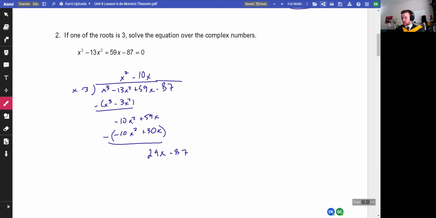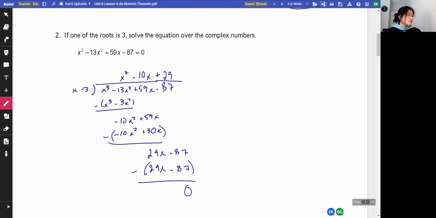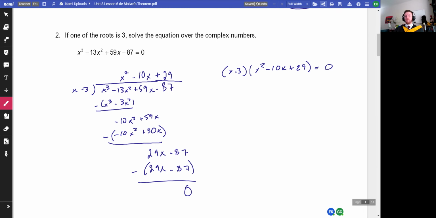And then, there's something wrong. I want to put a plus 29 here, right? Yeah, plus 29. Okay, this is good. 29x, and 29 times negative 3 is negative 87. Lovely. Minus 87, boom, 0, no remainder. We have x minus 3 times x squared minus 10x plus 29 equals 0.